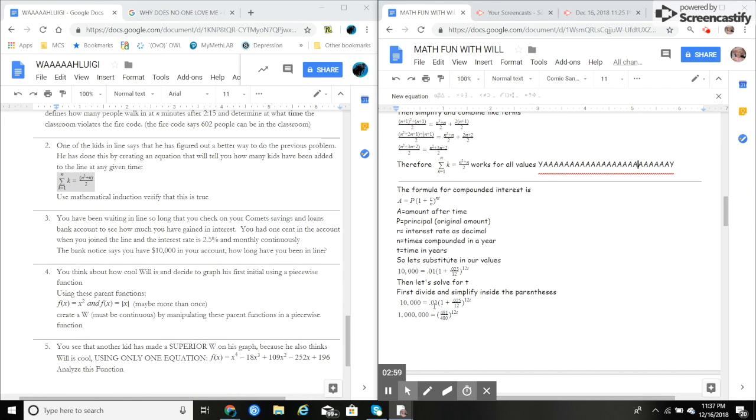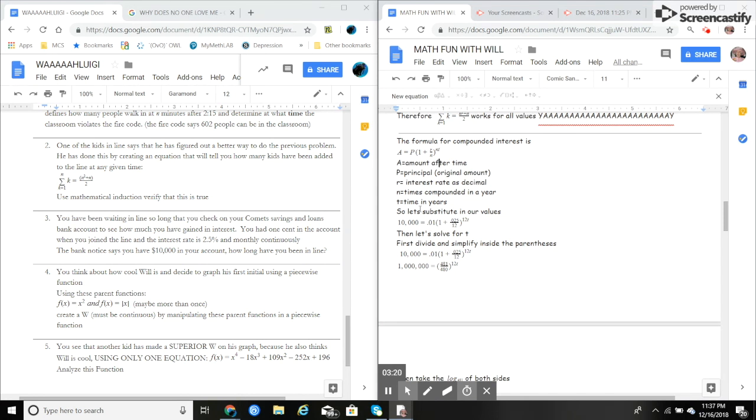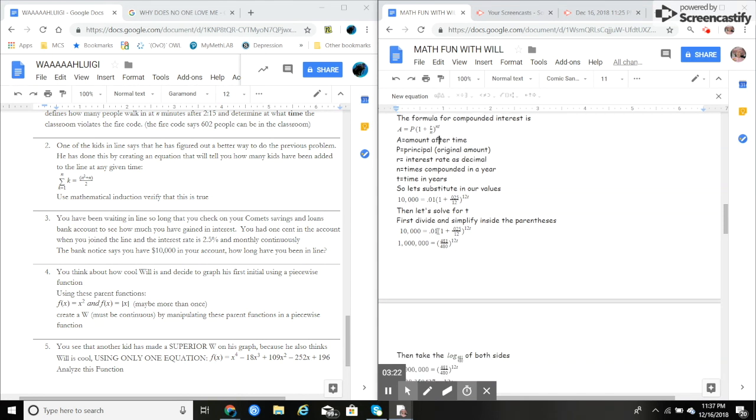So after standing in line a while, you decide to check your bank account from Comet Savings and Loans. Originally, you had 1 cent in the bank account, and when you joined the line, and the interest rate was 2.5 and compounded monthly, the bank notice says you have $10,000 in your account. How long have you been in line? So this is the formula for compounded interest. Let's substitute in our values, and then solve for t.